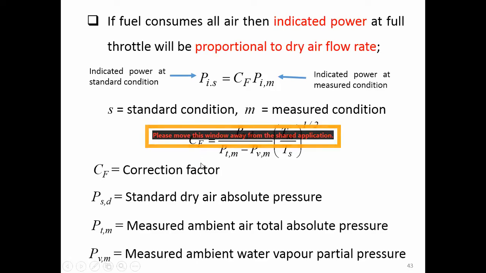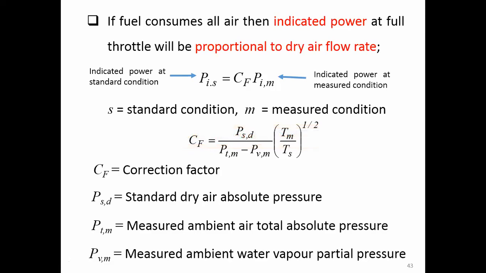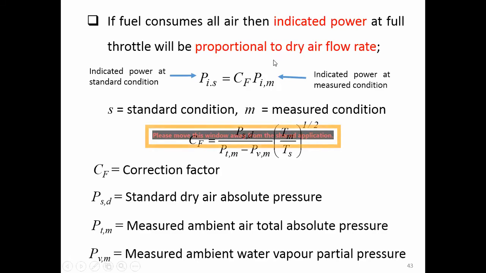So if we measure the power at our location, which is not the standard condition, it's the general ambient condition, we will get this power. Now, if we want to convert this power to the standard conditions, we have to find C sub F here. And we can find C sub F easily from these expressions. So this is how we make corrections of the parameters that we get from the engine when we run the engine at our conditions.